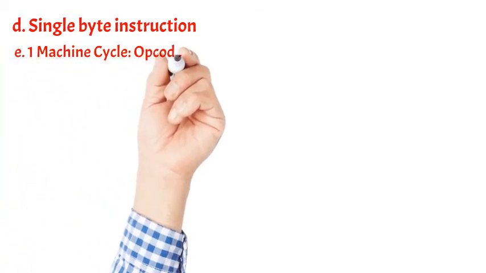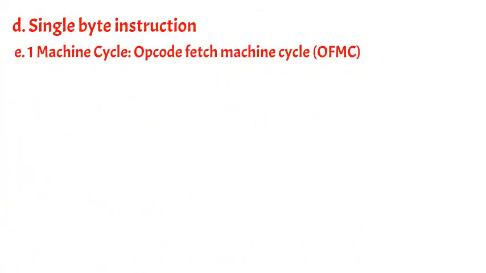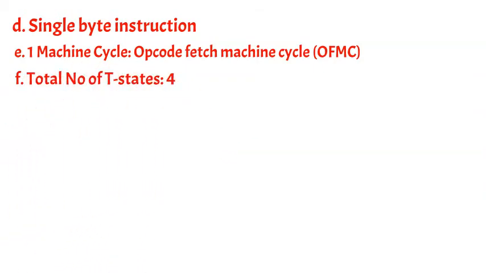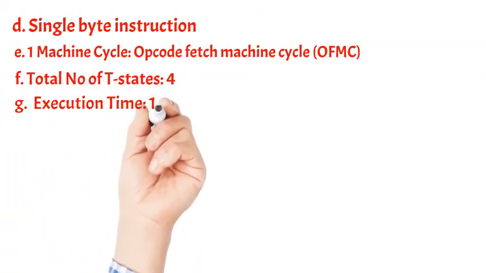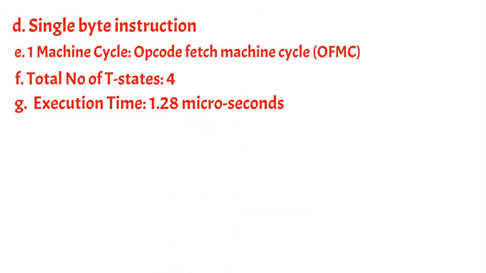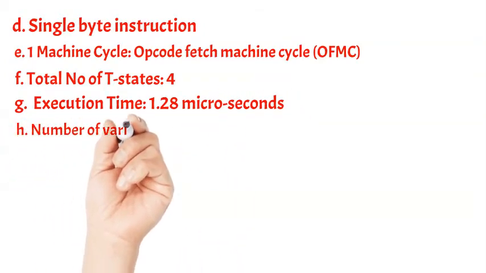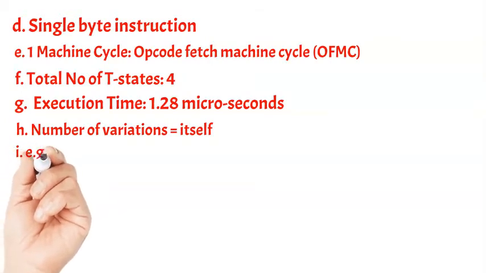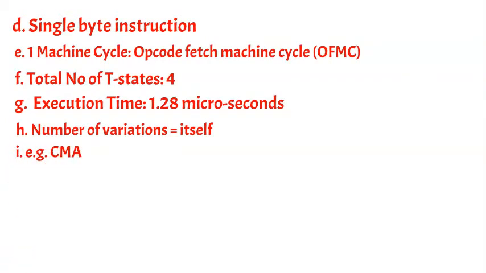So it's again a single byte instruction. We need to decode the instruction only, so we have only the opcode fetch machine cycle. The total number of states will be 4. The execution time will be 1.2 microseconds, and the number of variations of this instruction, it exists only as itself. We have an example in CMA.